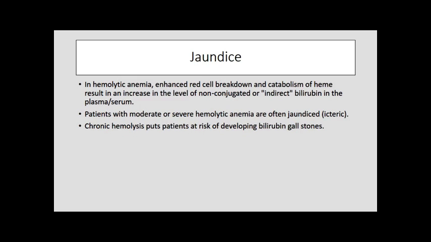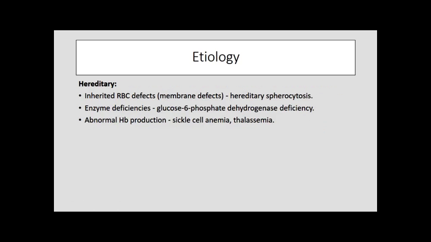Now, in hemolytic anemia, the excess breakdown of the cells and the excess catabolism of heme groups will increase the amount of indirect or unconjugated bilirubin in the plasma. And these people develop jaundice. Okay? If people have chronic hemolysis, they are going to develop, remember, bilirubin gallstones. Normal gallstones are cholesterol made. People with this condition have bilirubin gallstones.